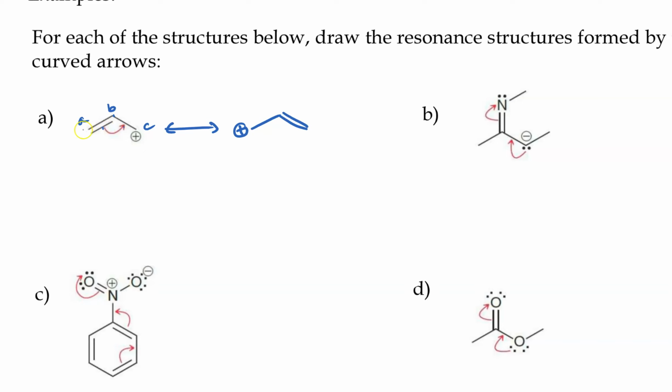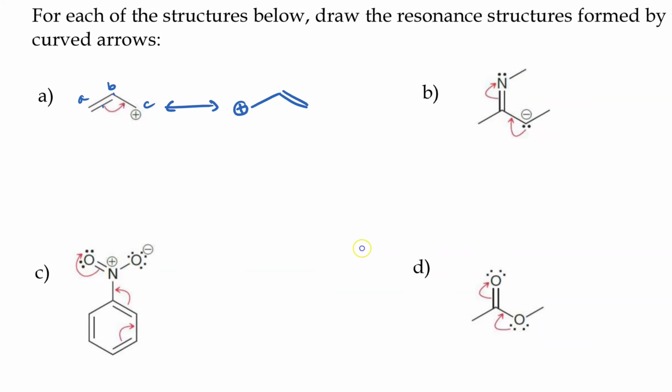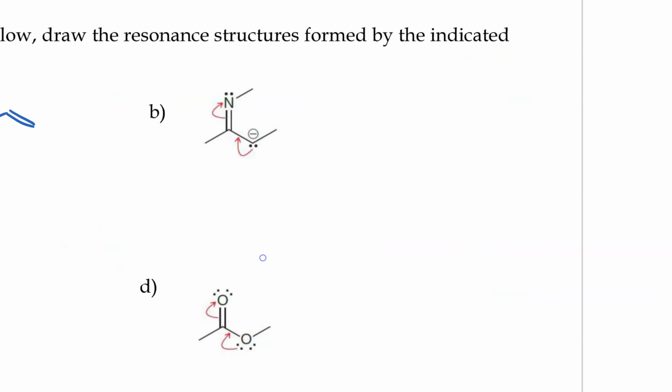And the pi bond is jumping from between carbon A and B to now between B and C. And now let's try B. Following this arrow right here, we will see the following.